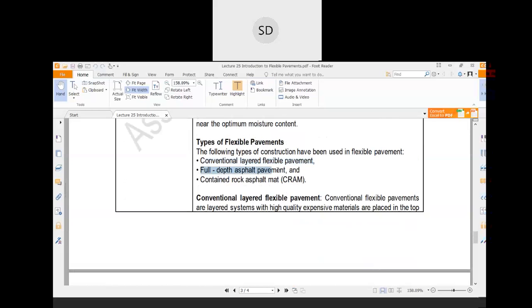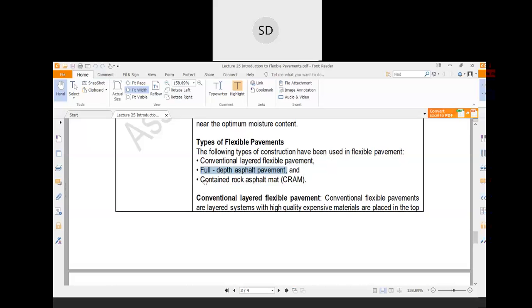Another one is full depth asphalt pavement. In the full depth asphalt pavement, what happens here? You will use directly only the surface course and binder course over the subgrade course. That is called full depth asphalt.